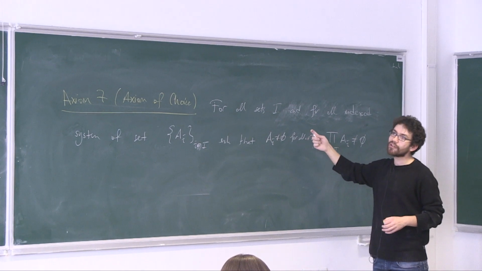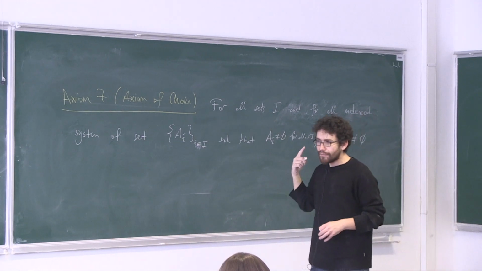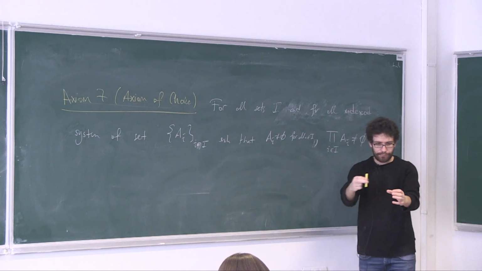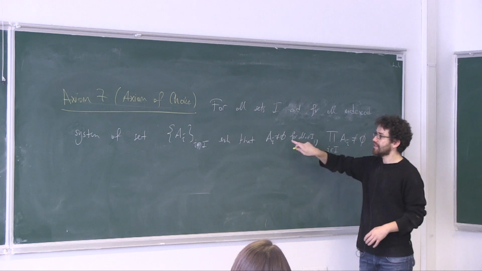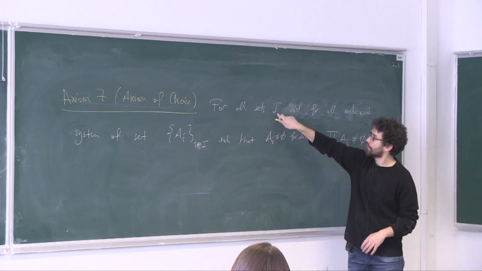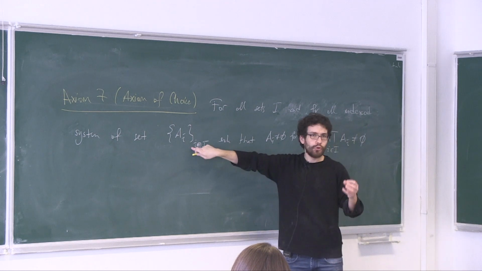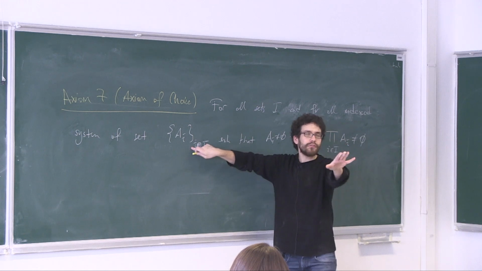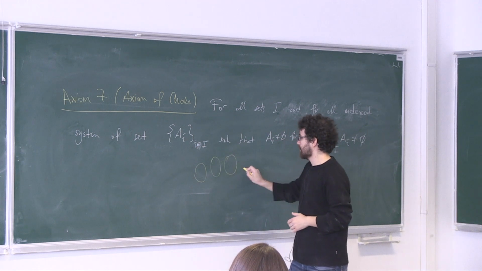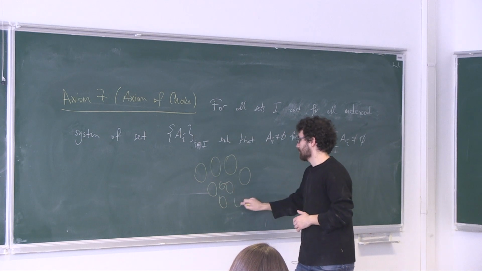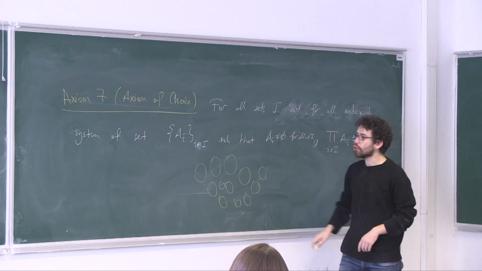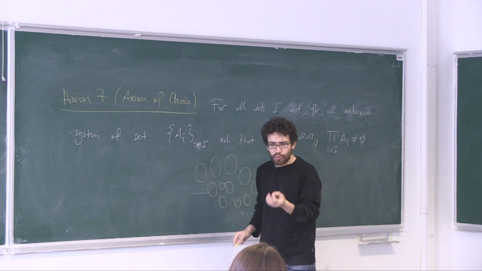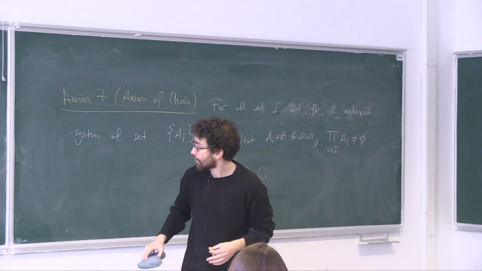I chose this one to present in class because this is intuitively the most obvious one. You have a collection of non-empty sets. You want to take their product, meaning you want to choose one element from each of these guys. How are you going to do that? What does it mean to choose one element from each of these guys?